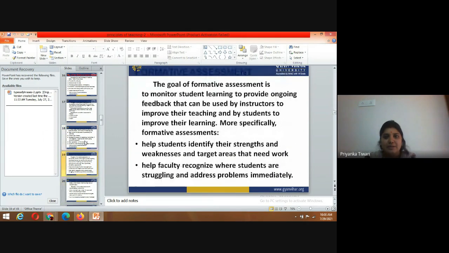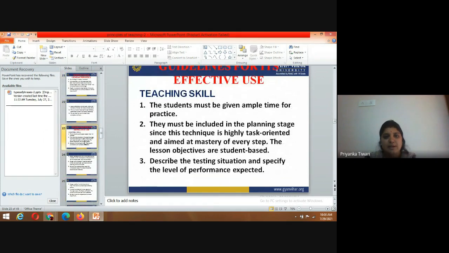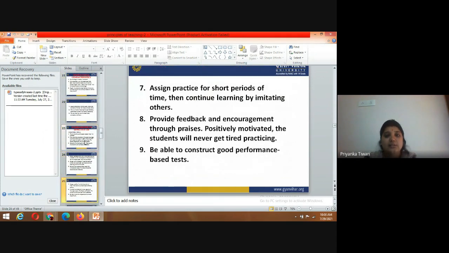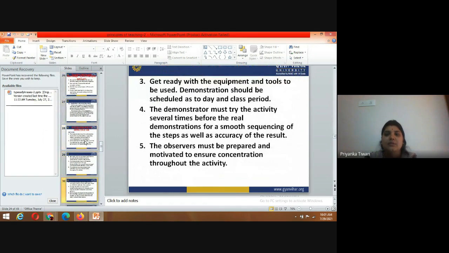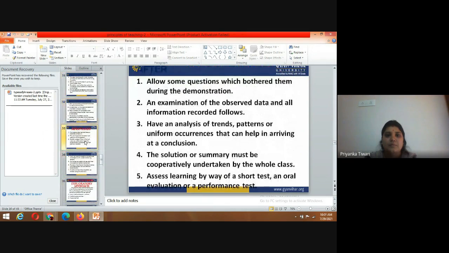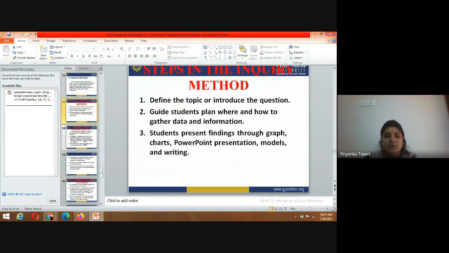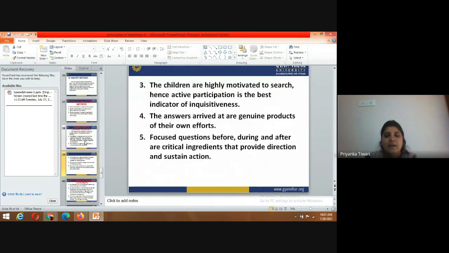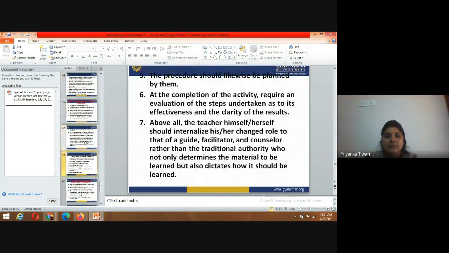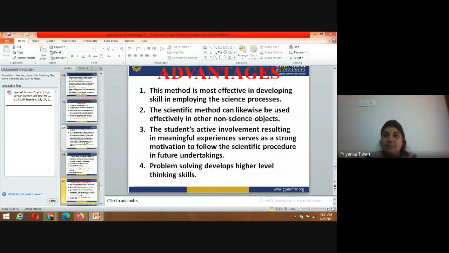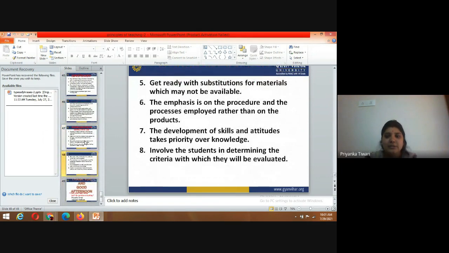The formative method, the summative method, and some strategies, teaching skills, some laws, the demonstration part and its advantages, the inquiry method and its characteristics, and problem solving behavior and the problem solving method. All these points we have covered here.